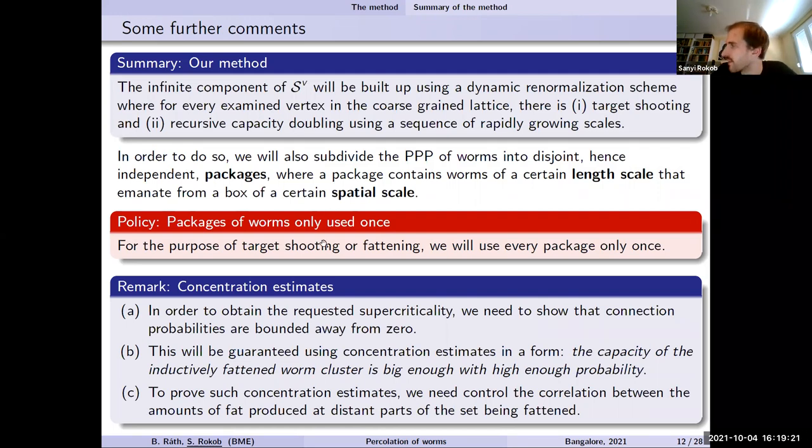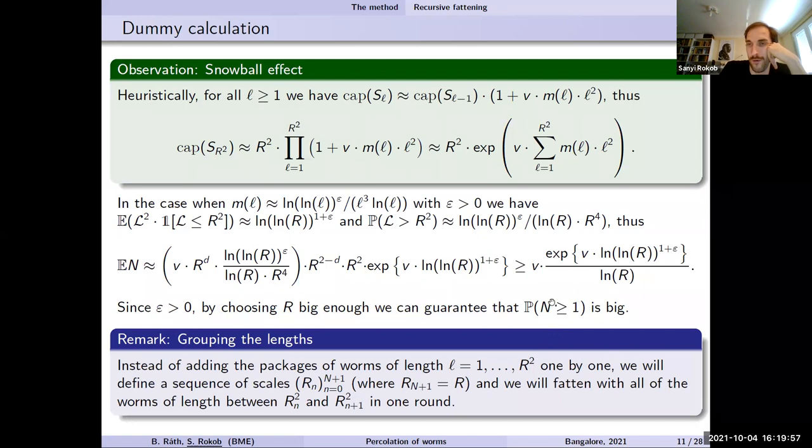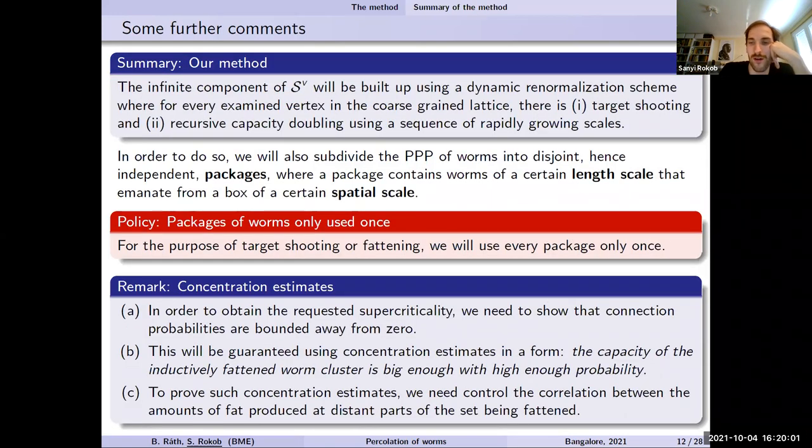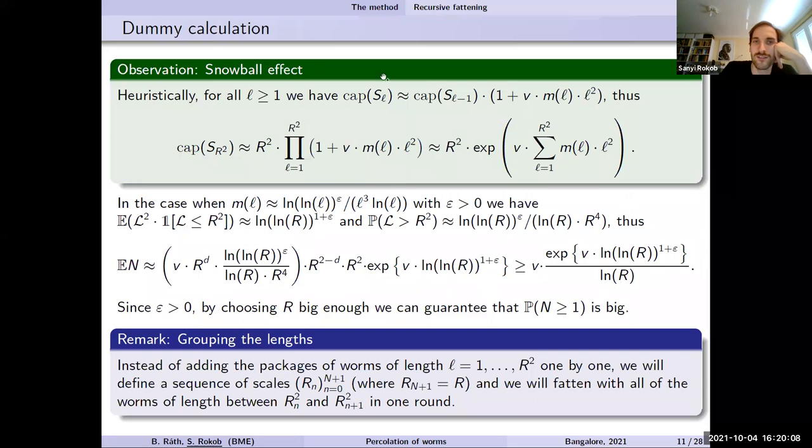Another important thing is that we are in the supercritical case, so we want to prove supercritical percolation. Proving that the expected capacity of the seeds is big won't be enough. We really need to prove some sort of concentration result, that the capacity of a given set is big with high enough probability. This is what I did here and earlier. So again, I want to state the general result, for which I also need to mention that in the snowball effect, I use lengths one by one.